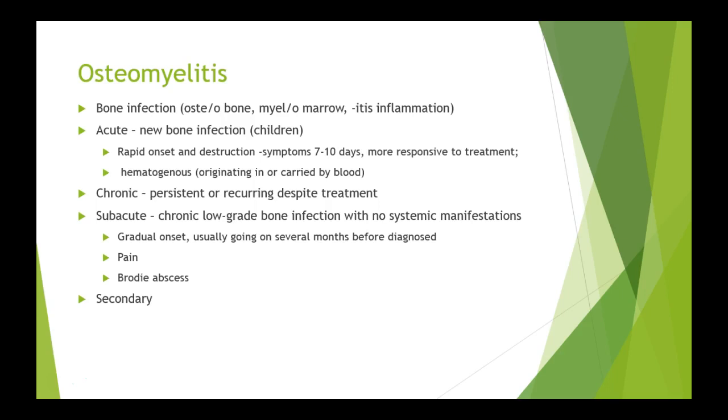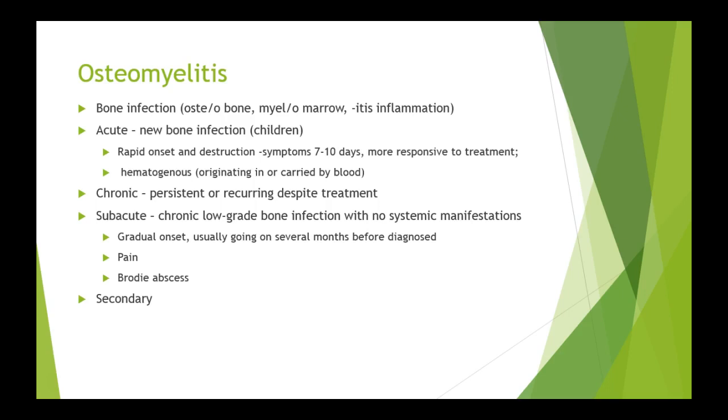We also have chronic osteomyelitis, and we see this more commonly in adults, but adults can still have the acute infection, depending on the situation. But chronic is usually persistent or recurring despite treatments. And we have another type called subacute. This is a chronic low-grade bone infection. We usually don't have the systemic manifestations. It's very gradual in onset versus, say, the acute osteomyelitis.